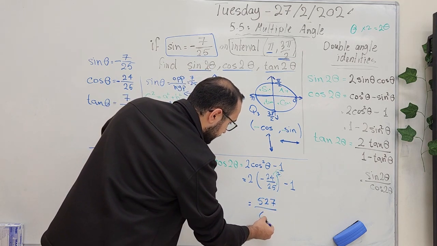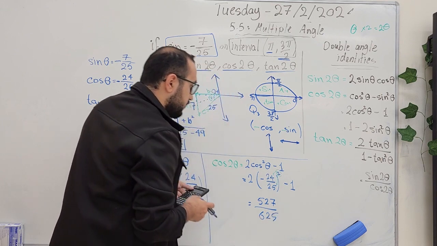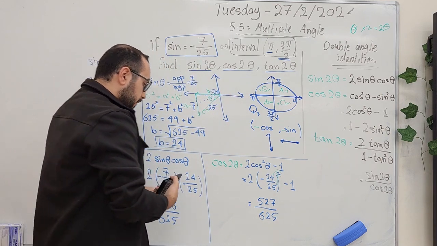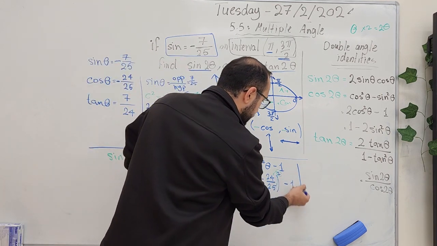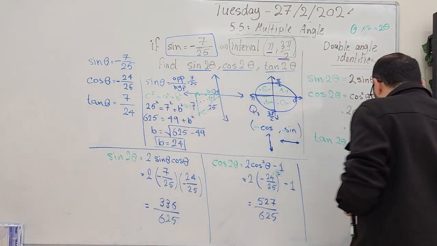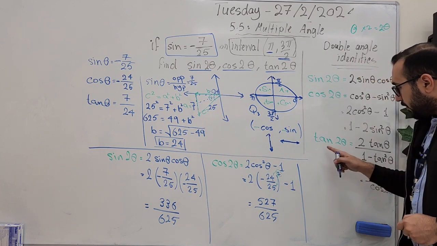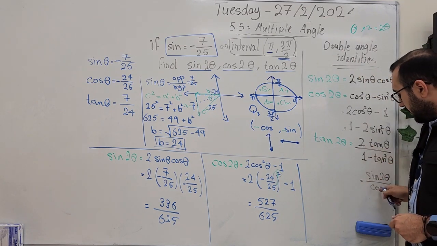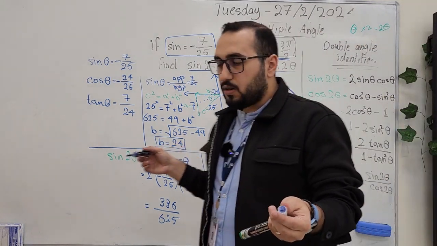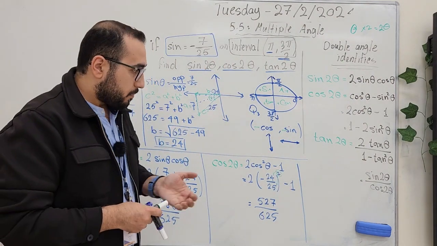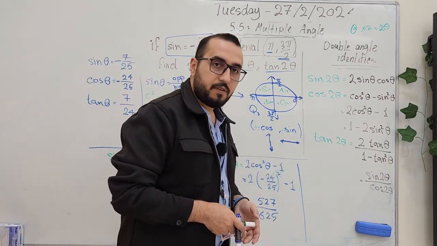527 over 625. So this is the cosine. Now let's find the last one, which is the tangent. As you can see, for the tangent we have 2 formulas. The formula of the tangent is this one here and this one here. You can use any of these, it's up to you. So I will use the first one, okay?